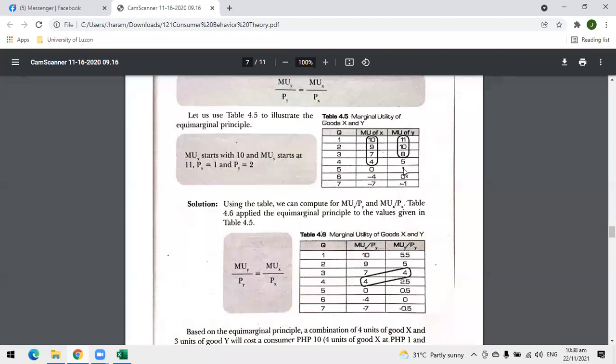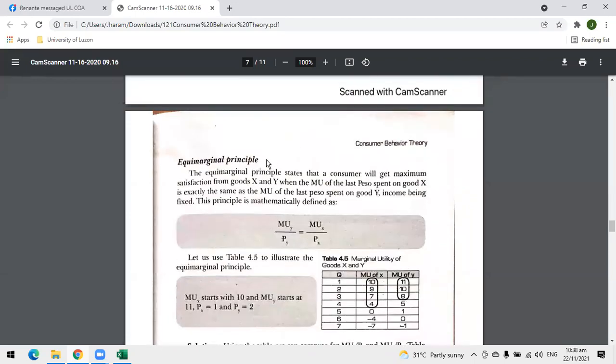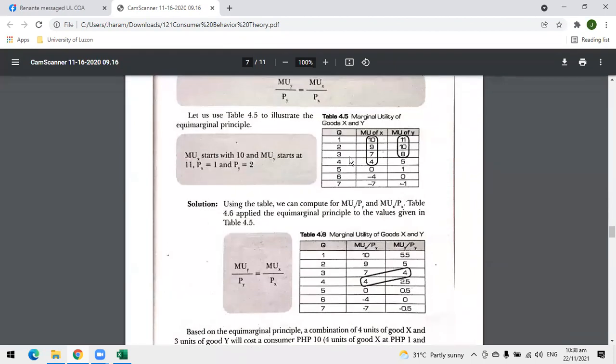Ano yung ginagamit niya? Maliwanag na maliwanag po, under Equimarginal Principle, ang kailangan mong table is the marginal utility. Maliwanag po. So, dito makikita nyo, ito na yung pangatlo na pagko-compute po natin. Okay? Pangatlo na ito. Yung Equimarginal Principles.